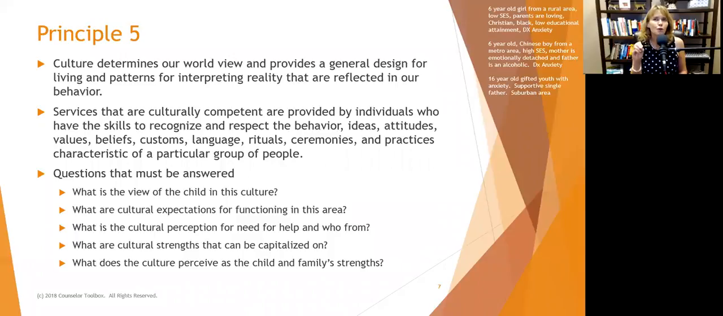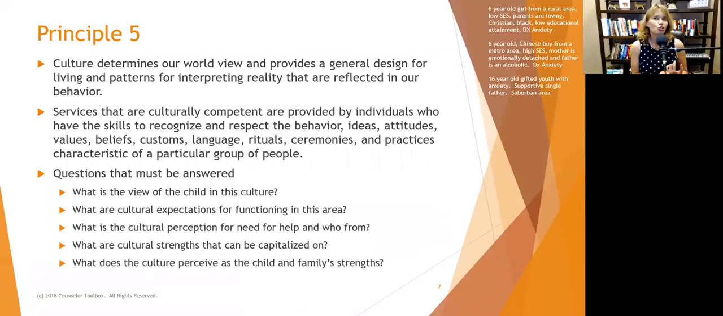What is the cultural perception for need for help? Does the family think this is a problem that needs intervention or not? And who should the help come from? Sometimes families are not comfortable getting help from counselors. They want to get help from their religious leaders. They want to get help from someone in their culture or their cultural elders. And that's okay, but we need to understand that from the get-go so we can direct them and get the right people on the team.